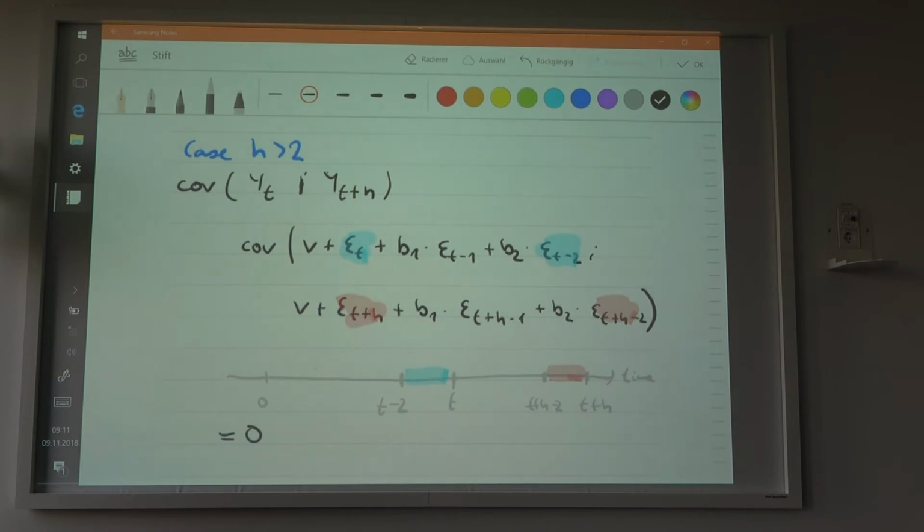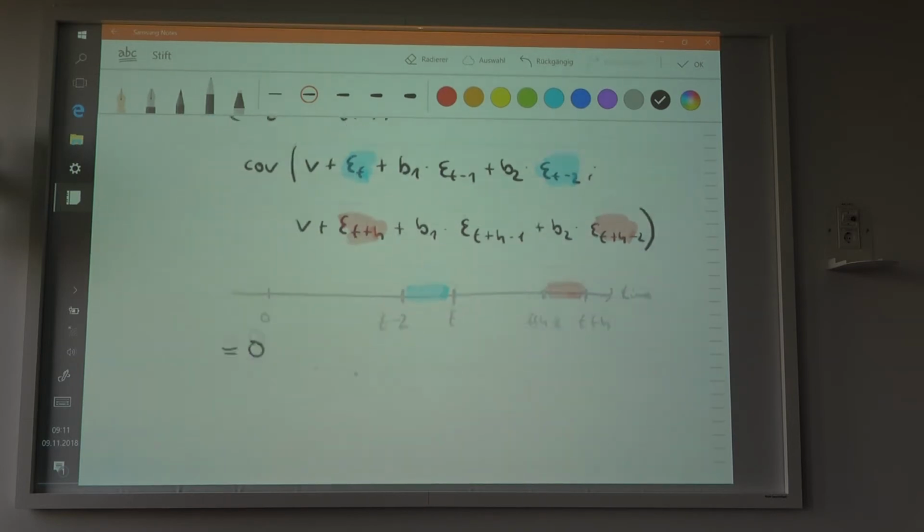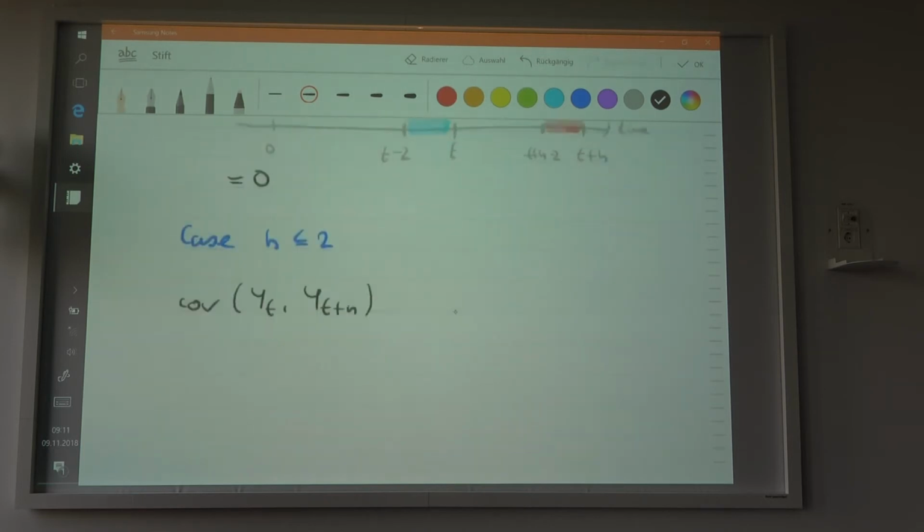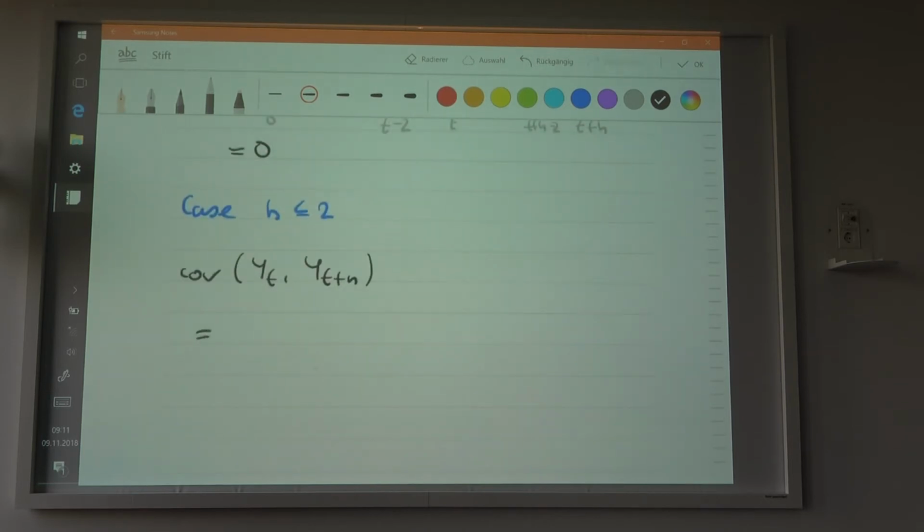Okay. Now, what about, for instance, the case where the lag h is less than or equal to 2? Now look at the covariance again. The covariance of Y_t and Y_{t+h} is going to be equal to, and this is what you have for the process, so no big deal about it.